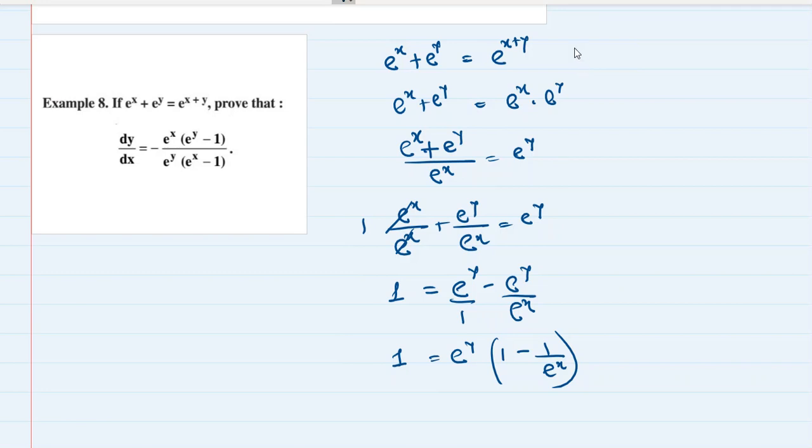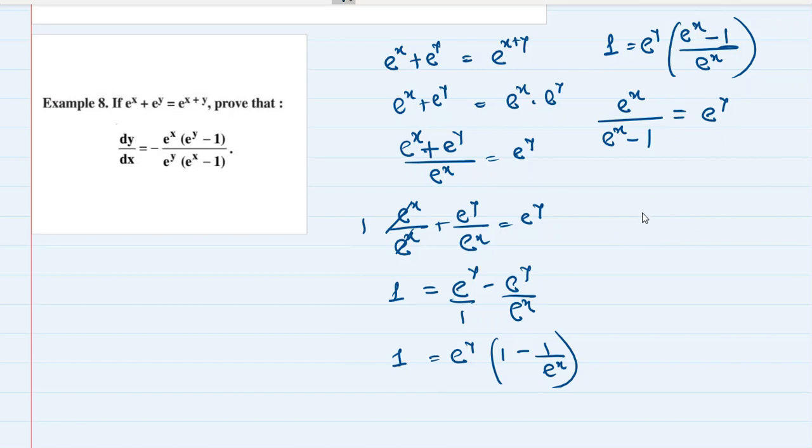I think it's better we take LCM, right? So it will be 1 is equal to e raised to y bracket e raised to x minus 1 the whole upon e raised to x। ठीक है, तो it will become e raised to x the whole upon e raised to x minus 1, वो साइड चला गया, is equal to e raised to y.